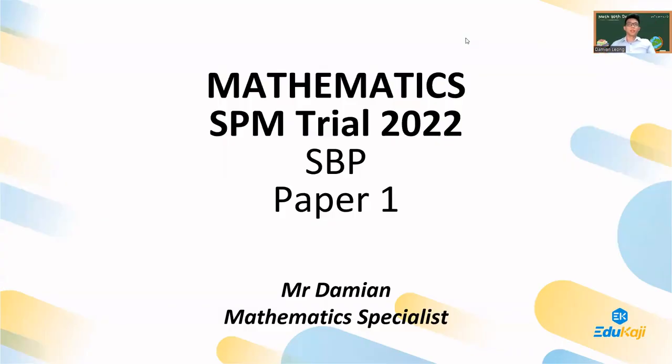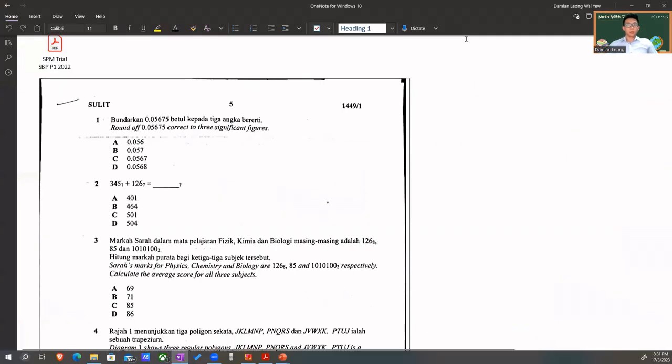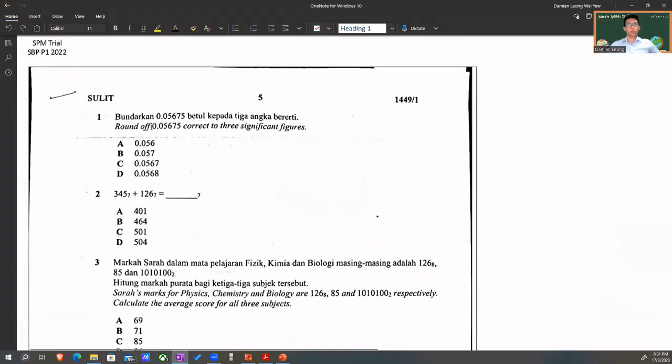All right, let's look at the SPM Mathematics trial questions for 2022, the SBP paper 1. So if you look at question 1, round off 0.05675, correct, to 3 significant figures.